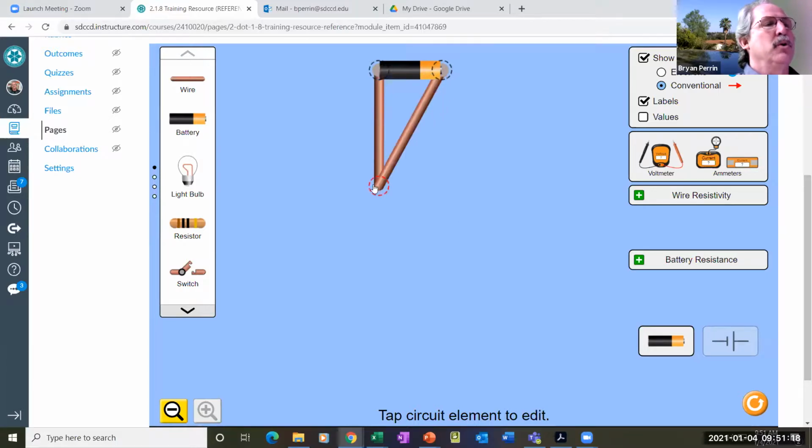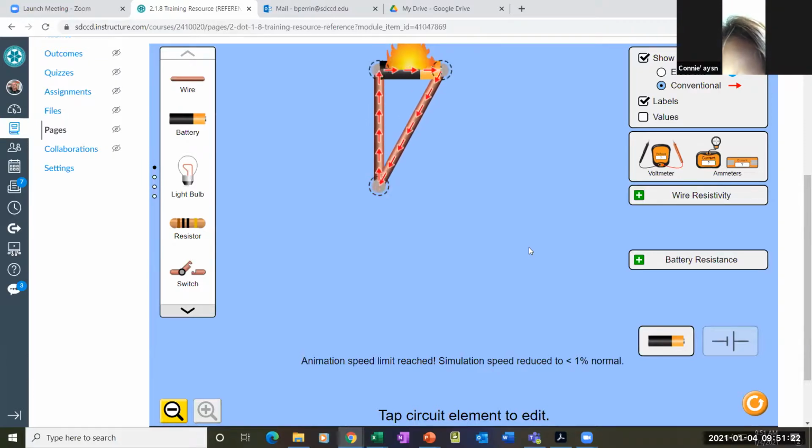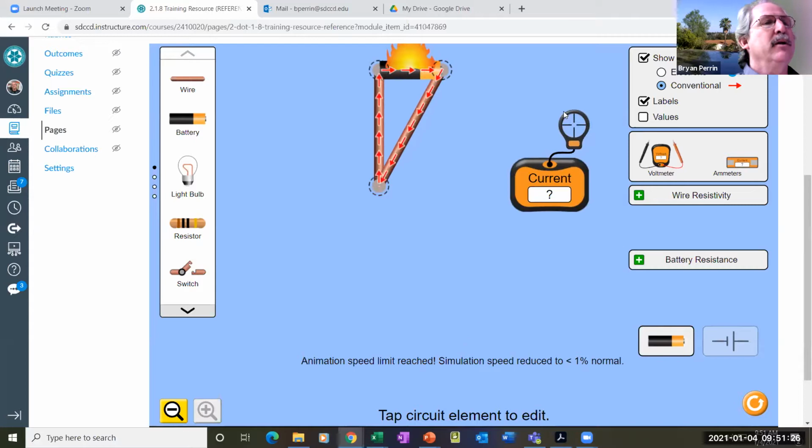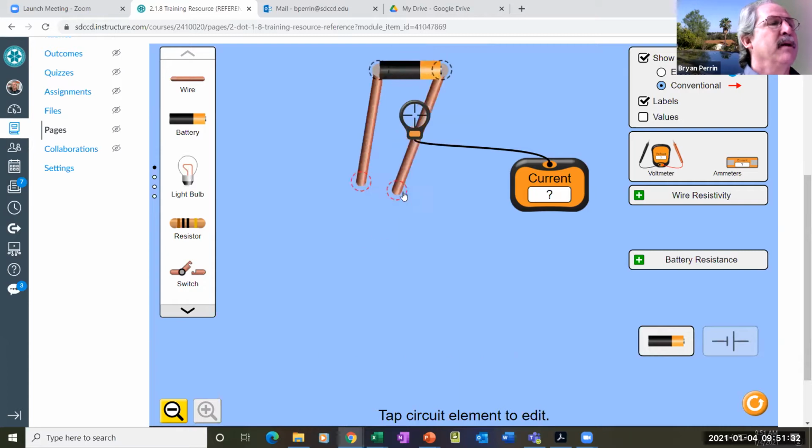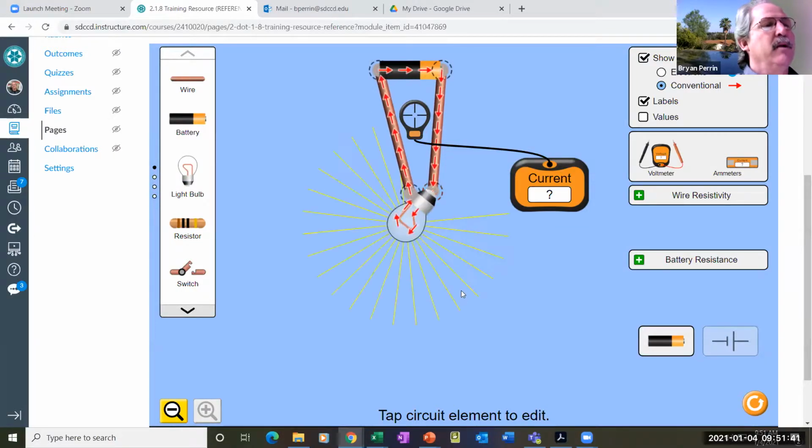Now I'm going to make a short circuit. That's cool. Okay, short circuit. And I can actually measure my amperage here. That's a little high. All right, so let's get rid of the fire here. And let's put a load in my circuit. And let's go with a light bulb. I could use anything, but I'm going to use a light bulb here.